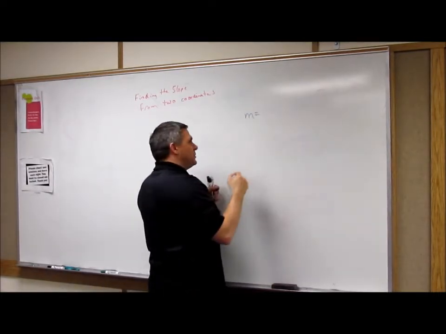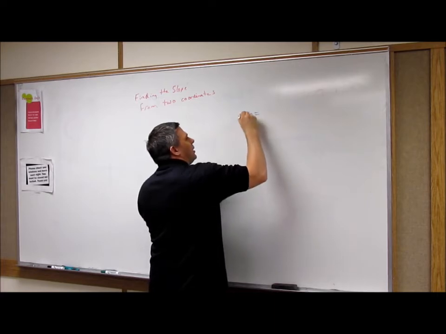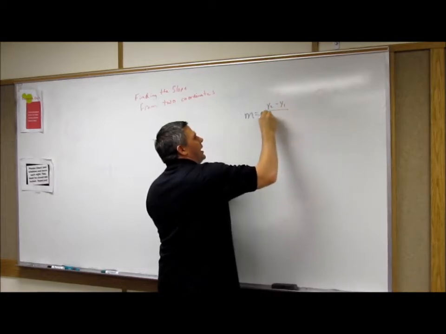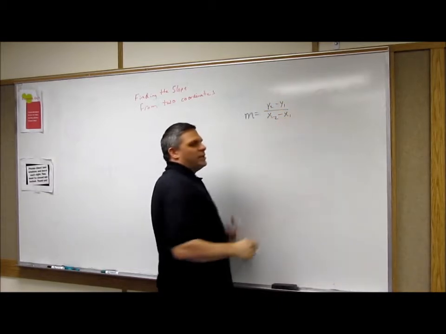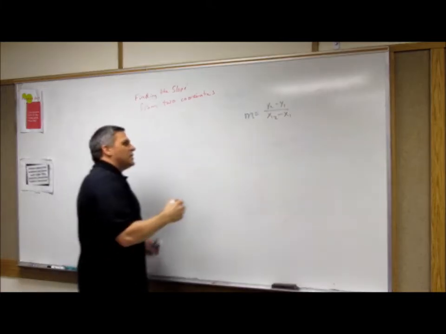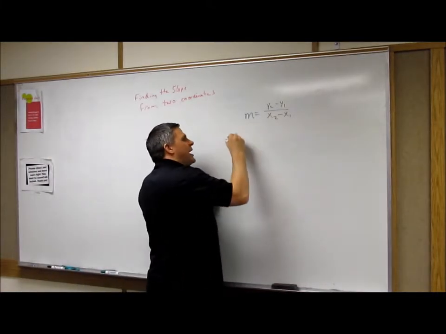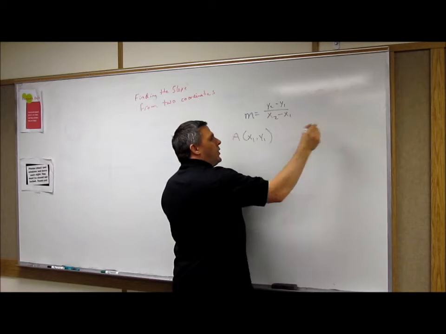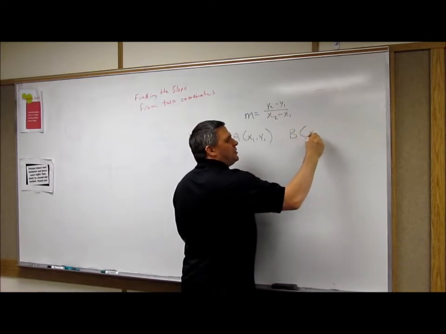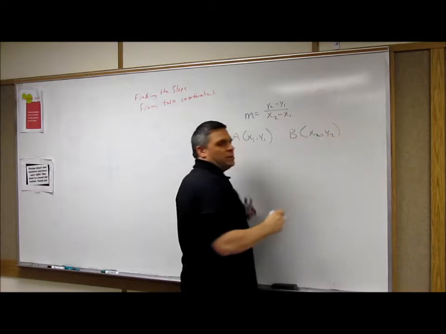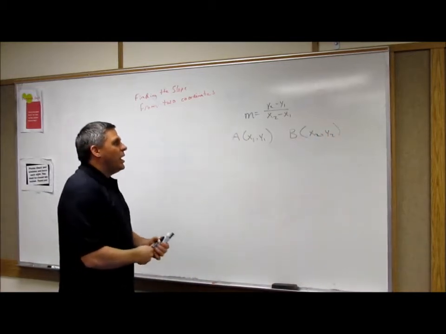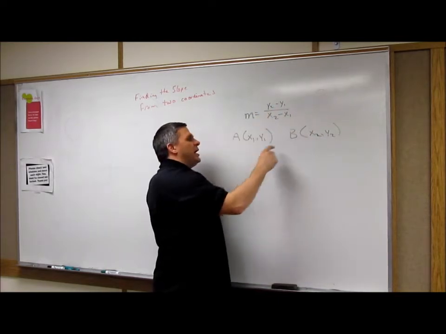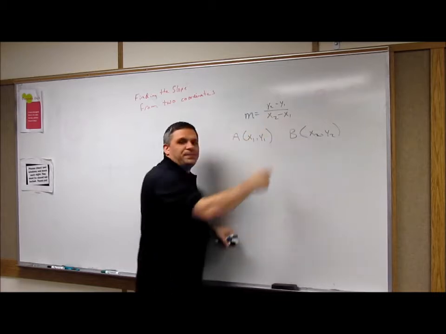M equals y sub 2 minus y sub 1 over x sub 2 minus x sub 1. Now what does that mean? Well, it means you are given two points. Point A is x sub 1 and y sub 1. Point B is x sub 2 and y sub 2. And what you do is you plug them into this equation: y sub 2 minus y sub 1, x sub 2 minus x sub 1.